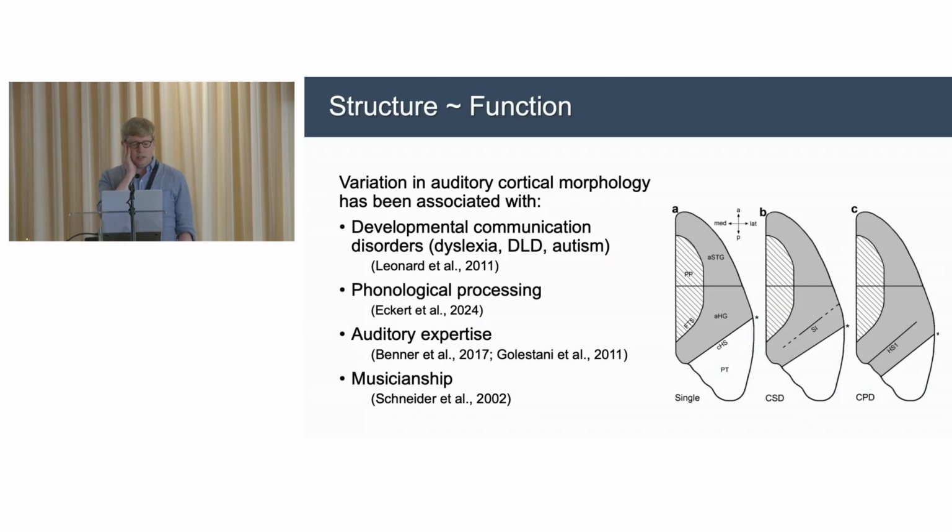And we would like to be able to say something about the relationship between structural variation and functional variation or behavioral variation. And these variable morphotypes have been associated with a variety of different kinds of cognitive and behavioral phenomena, sometimes in weird and discrepant ways. So multiple gyrification has been associated with communication disorders like dyslexia, DLD, and autism, but multiple gyrification has also been associated with advanced phonetic expertise or musicianship, and it seems like it can't be both.